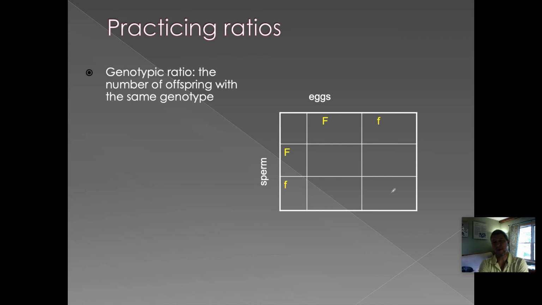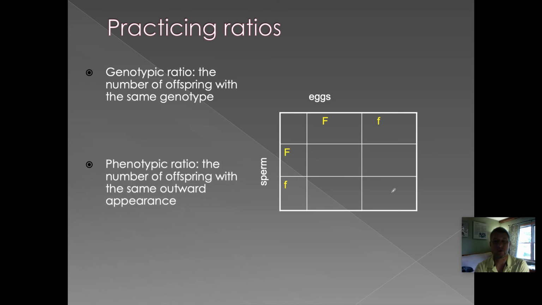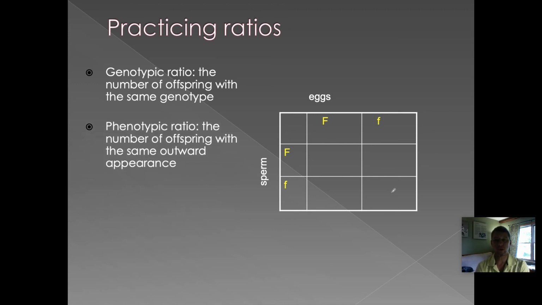So the first thing I want to talk about is what's called a genotypic ratio. This is the number of offspring with the same genotype. So in this particular cross, we have a dad who is heterozygous, and therefore 50% of his sperm will contain the dominant allele, and 50% of his sperm will contain the recessive allele. We also have a mom who is heterozygous, and therefore she will produce eggs. 50% of her eggs will have the dominant allele, and 50% will have the recessive allele.